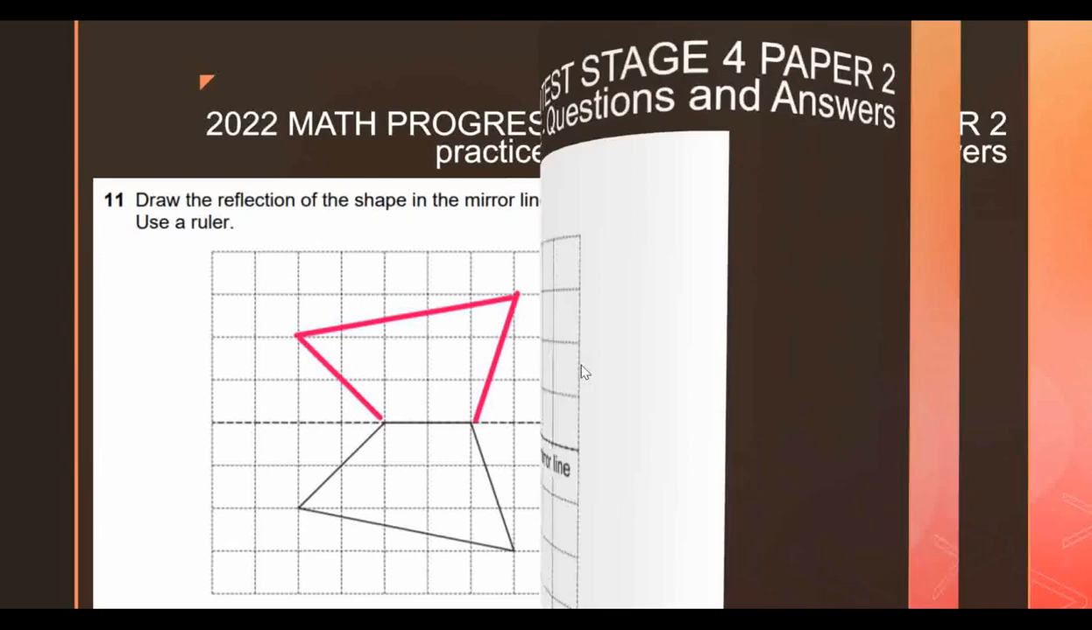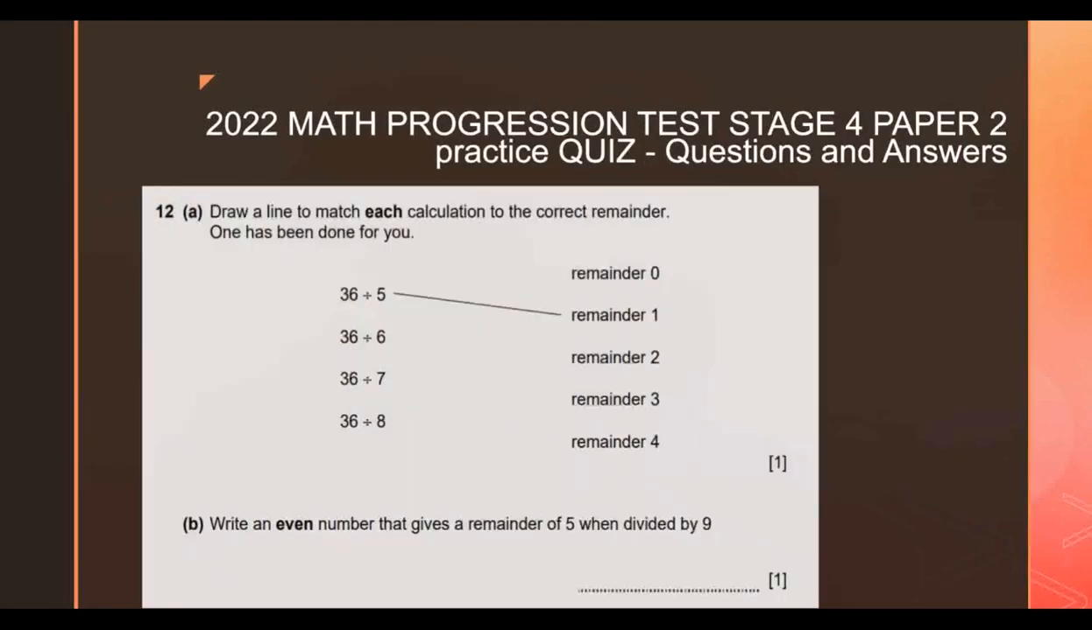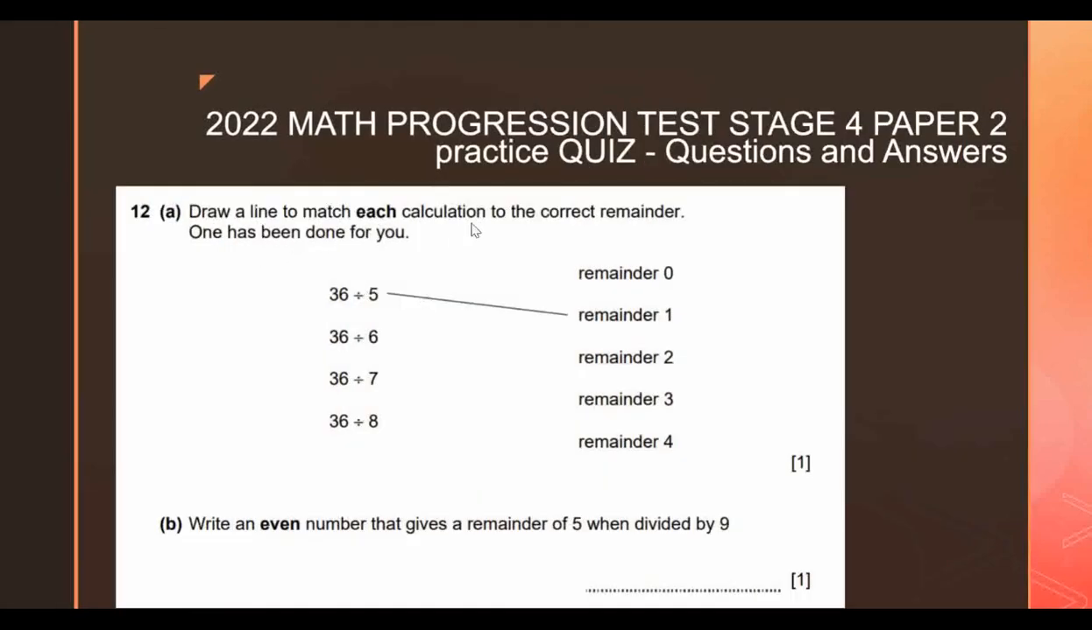Next, question 12. Draw a line to match each calculation to the correct remainder. 1 has been done for you. 36 divided by 5, remainder 1. 36 divided by 6, 36 divided by 7, 36 divided by 8. Okay. And B, write an even number that gives a remainder of 5 when divided by 9.